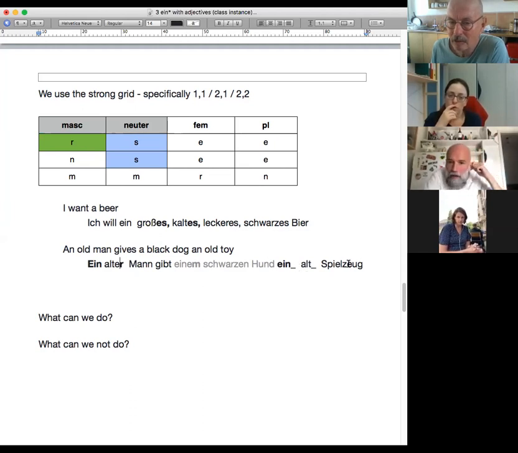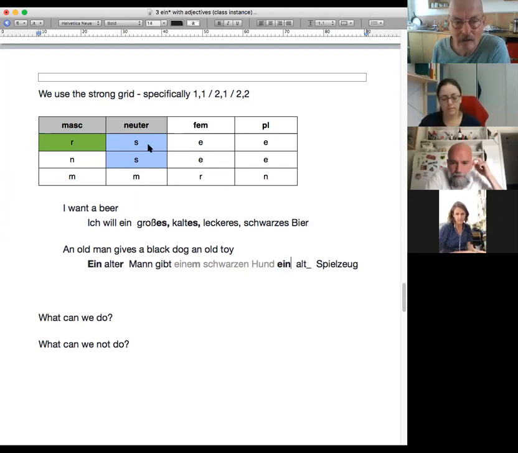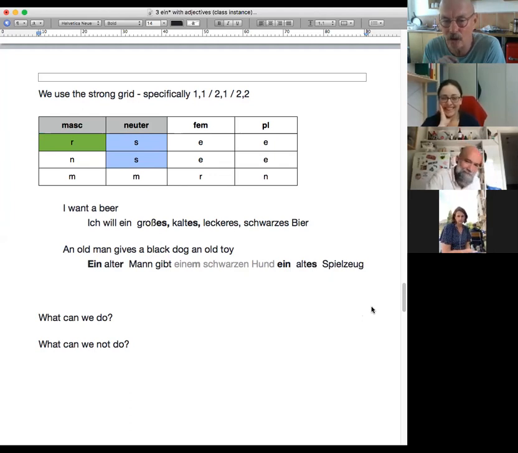Ein Spielzeug. It's a toy. It's a row two toy. Is this decorated or undecorated? Undecorated. Therefore, ein. This is a neuter thing. Where do I put the S? Read the sentence, please. Ein alter Mann gibt einem schwarzen Hund ein altes Spielzeug. That almost sounds German. You have to channel your inner Hermann Göring.